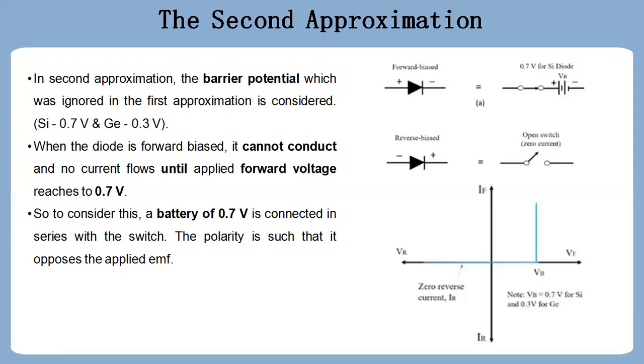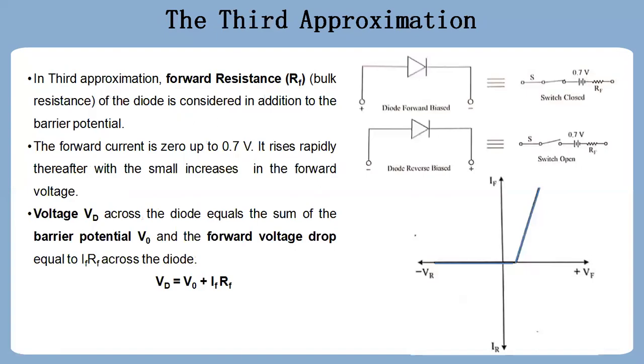In the second approximation, we are considering another parameter, that is barrier potential. Whereas in the first approximation, the equivalent of the diode is only a switch, in the second approximation we are considering the switch as well as its barrier potential. Now moving forward to the third approximation, in which we are adding another term, that is our forward resistance. Here you can see that the equivalent circuit for a third approximation of the diode is switch plus barrier potential plus the forward, or we can say bulk, resistance.